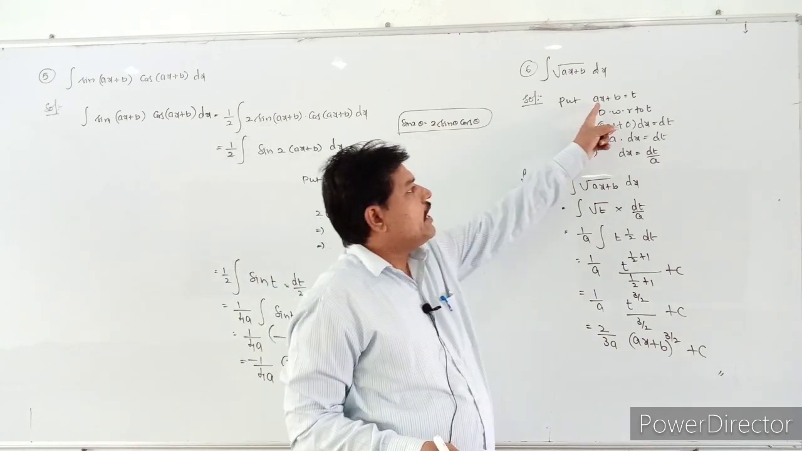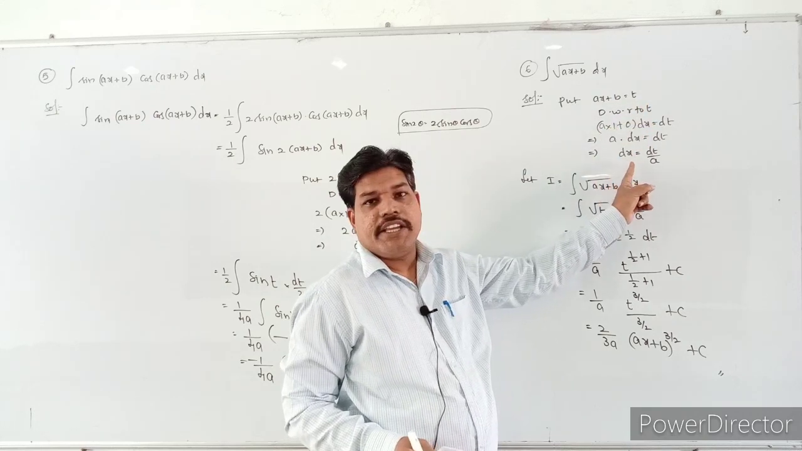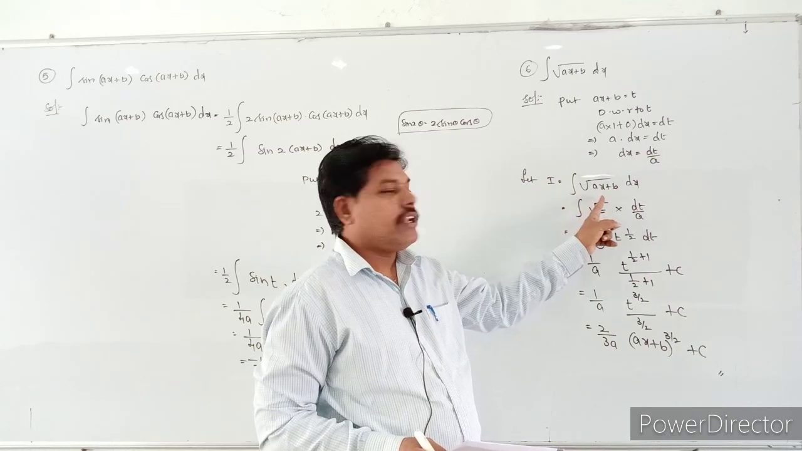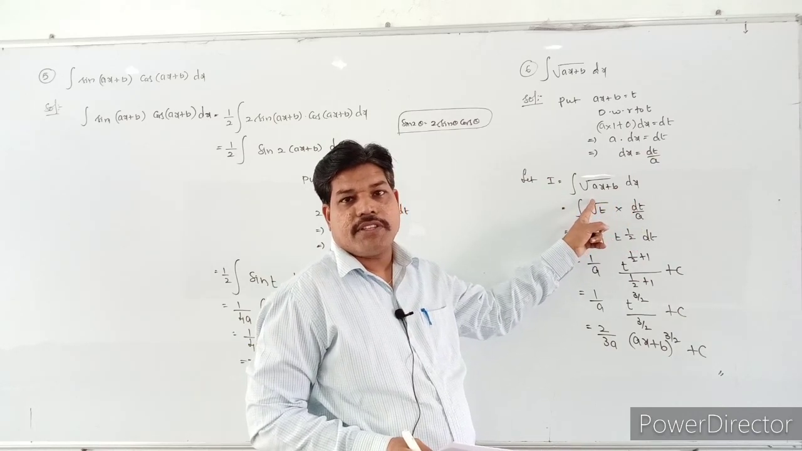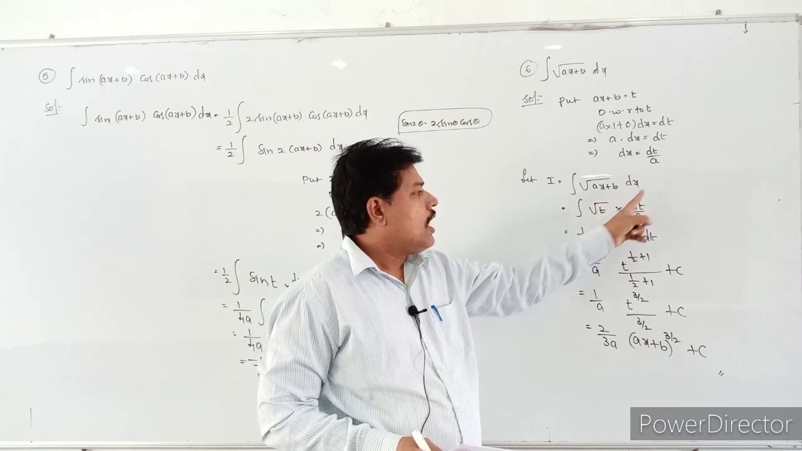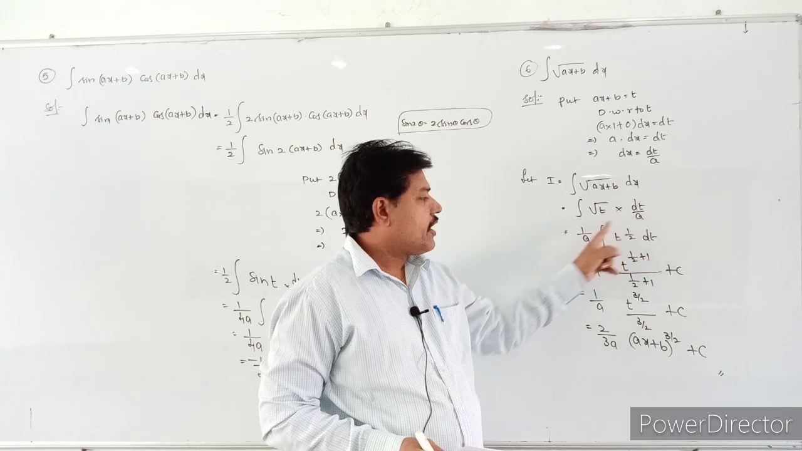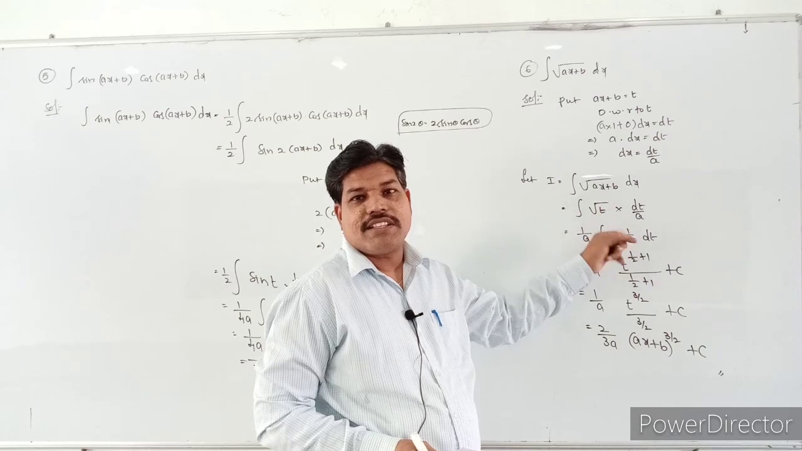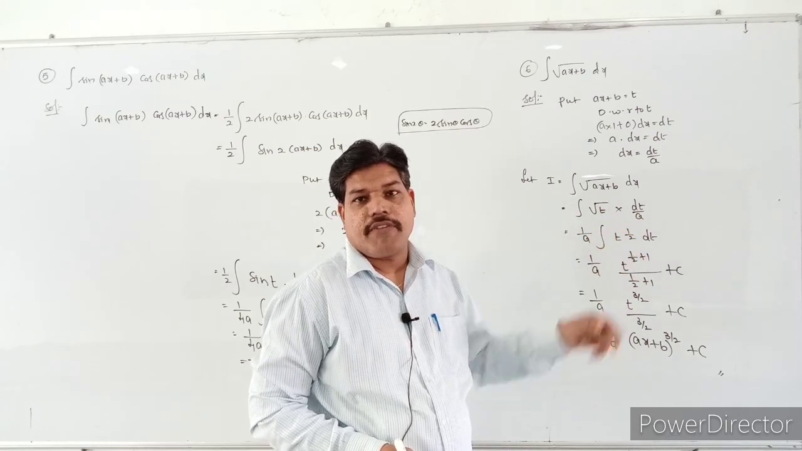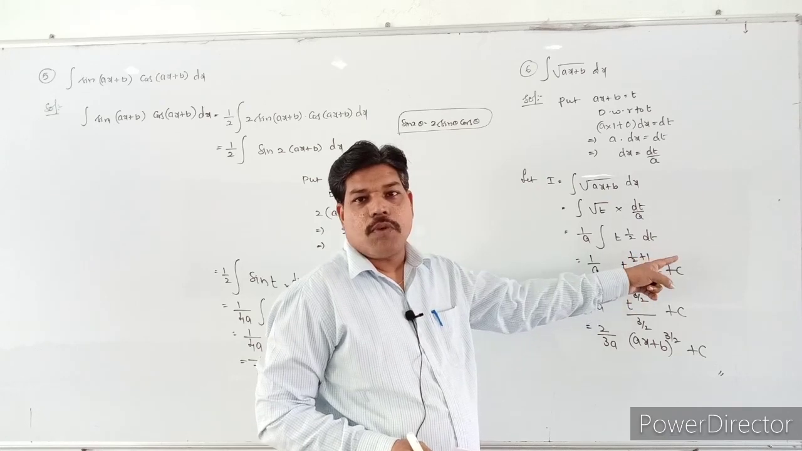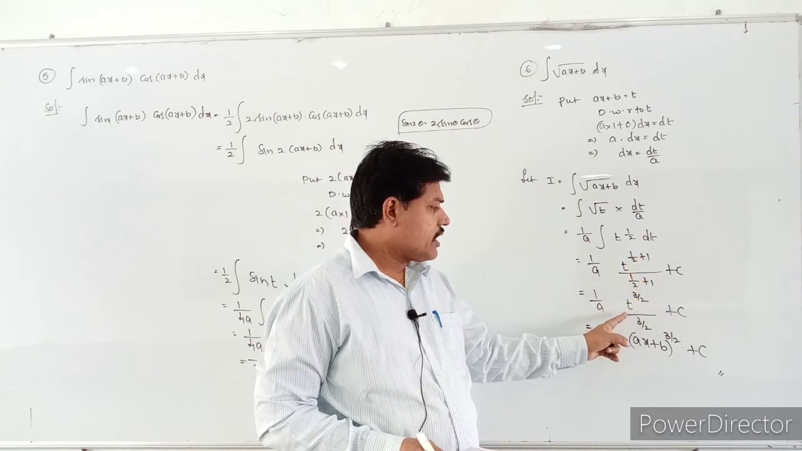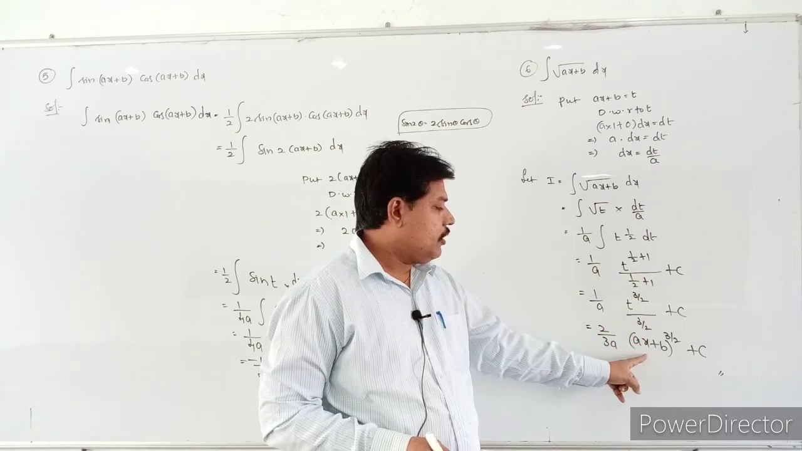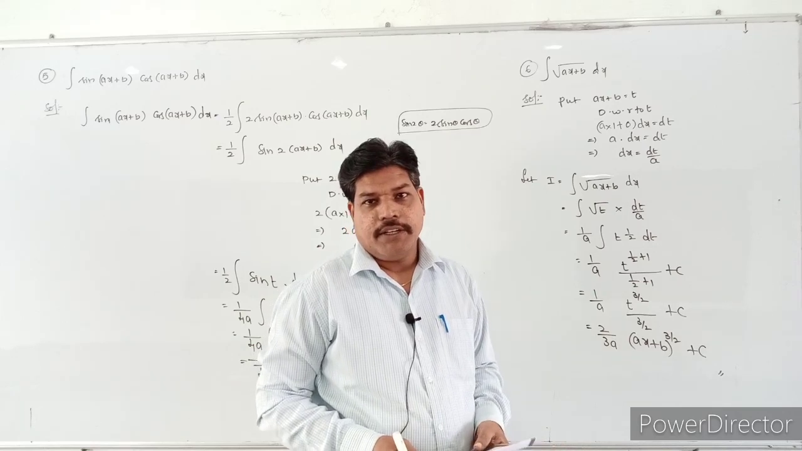See that, students, once again. Ax plus b is equal to t, and automatically dx becomes dt by a. I take I is equal to the integral of root of ax plus b. Replacing ax plus b with t, it becomes root t and dx is dt by a. So you can write 1 by a into t power 1 by 2. Root t is nothing but t power 1 by 2, so it is in the form of the integral of x power n, which is x power n plus 1 by n plus 1. That is t power 3 by 2 by 3 by 2. So 2 by 3a into ax plus b whole power 3 by 2.